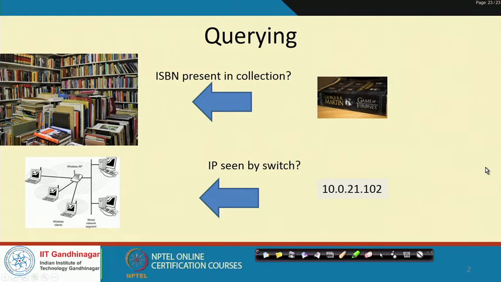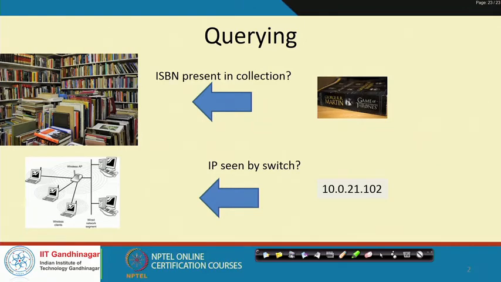So, we are still stuck with this problem of querying. We have looked at hash tables, right? But again, let us revisit what we have. We have talked about the problem of building a library where we have a lot of books, but a particular user comes to you, gives you an ISBN or a book name and asks you whether this book is there in your collection, and you are wondering how to answer this question efficiently.